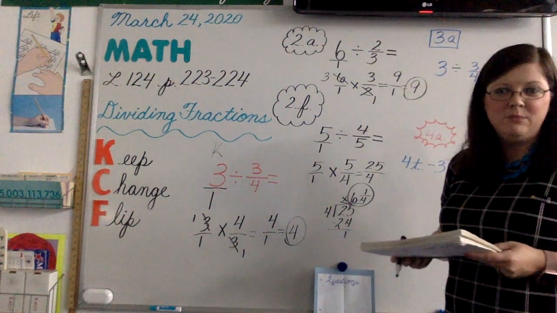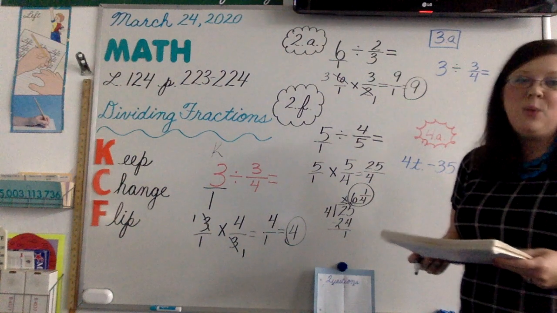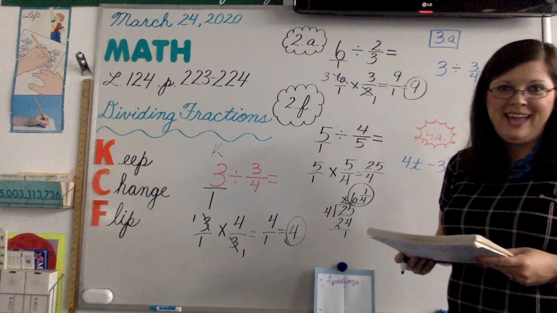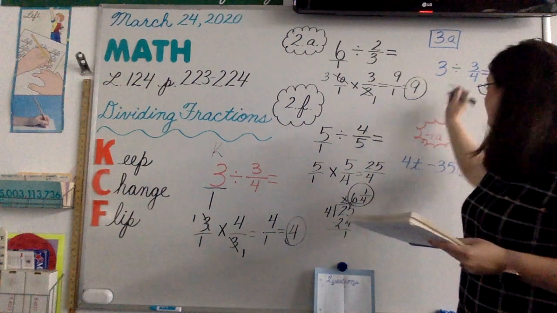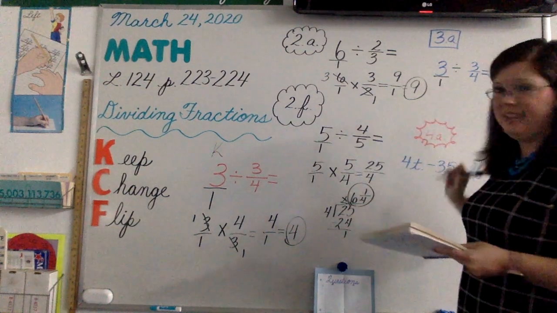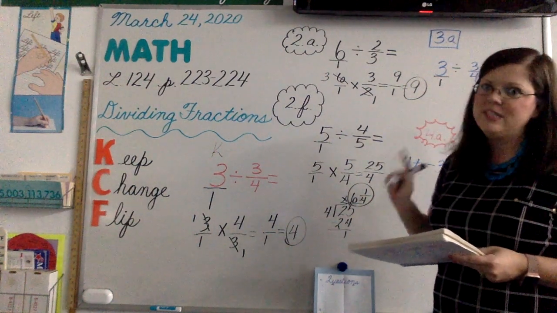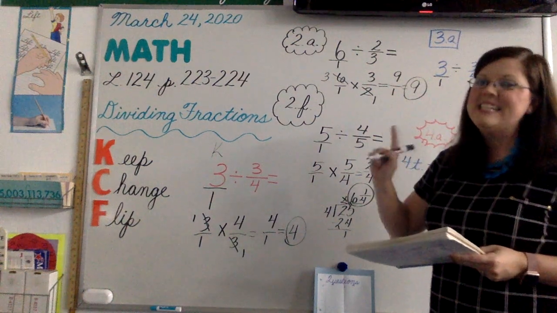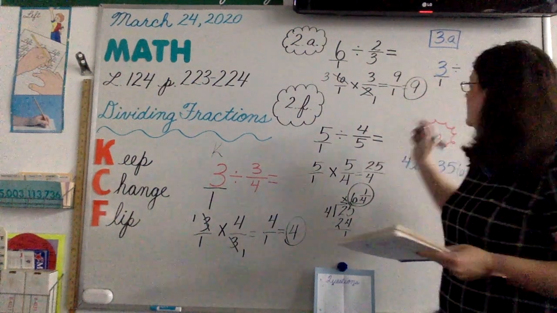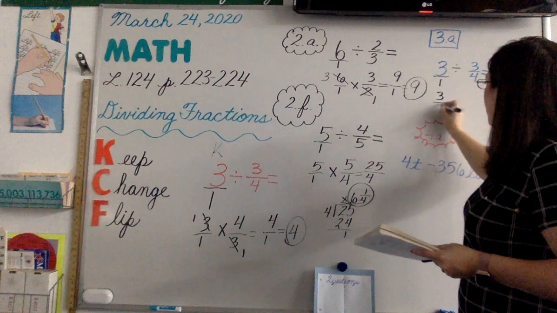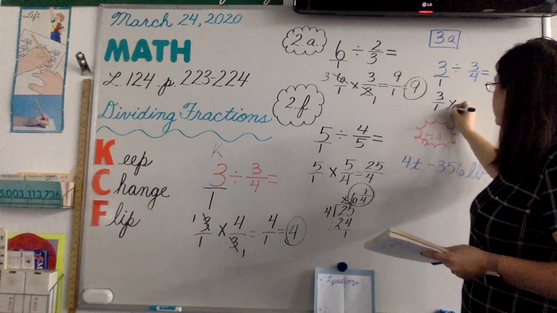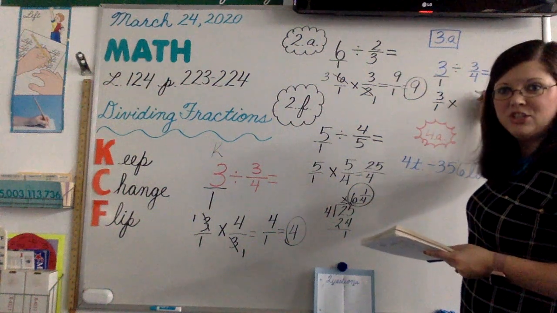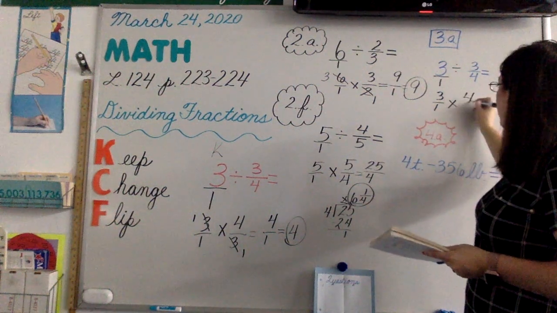Now that we have our problem set up, let's remember our rules. We can only divide a fraction by a fraction. If we don't have one, we will make one. Let's do this the KCF way. Remember, it's not KFC, it's KCF. We're flipping those. 3/1, we're keeping that. Change your sign to times. Flip the final fraction. 3/4 becomes 4/3.